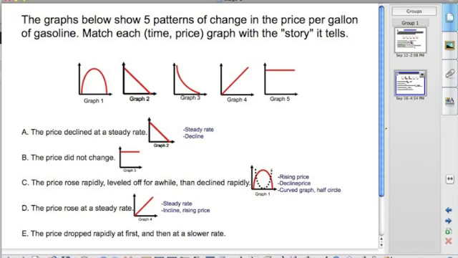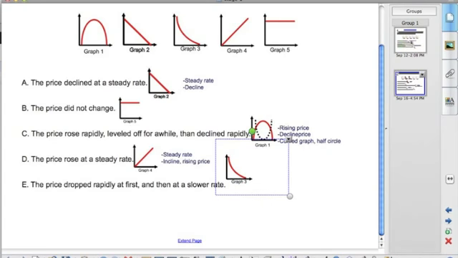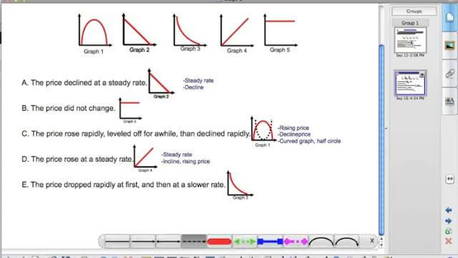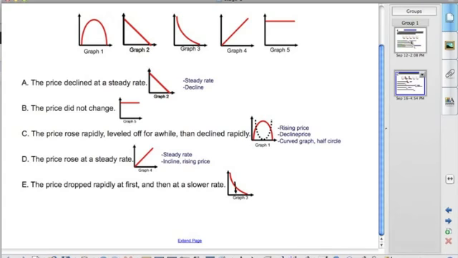And letter E says the price dropped rapidly at first and then at a slower rate. Now, by default, all we have left is graph 3, so that's going to be our final answer. However, it's important to recognize where on graph 3 we know this information comes from, just in case there wasn't a very clear response. So graph 3 specifically shows the price dropped rapidly. That's a more vertical line. The vertical line represents a rapid drop.